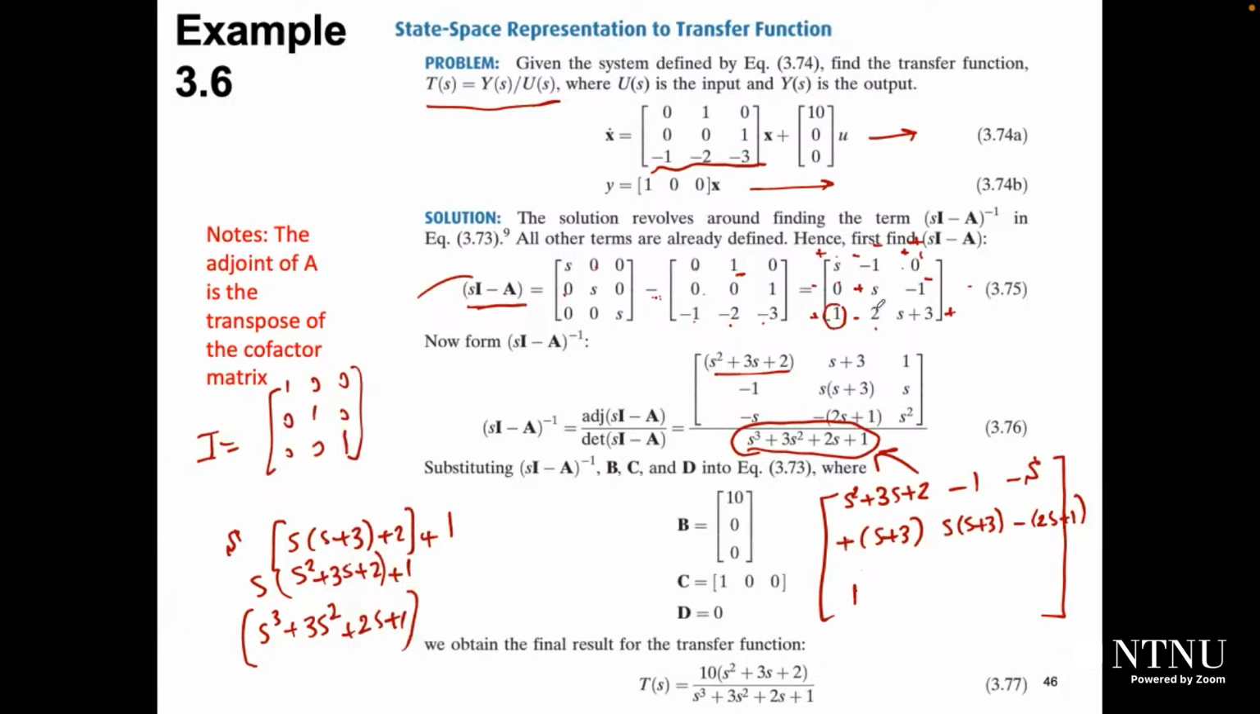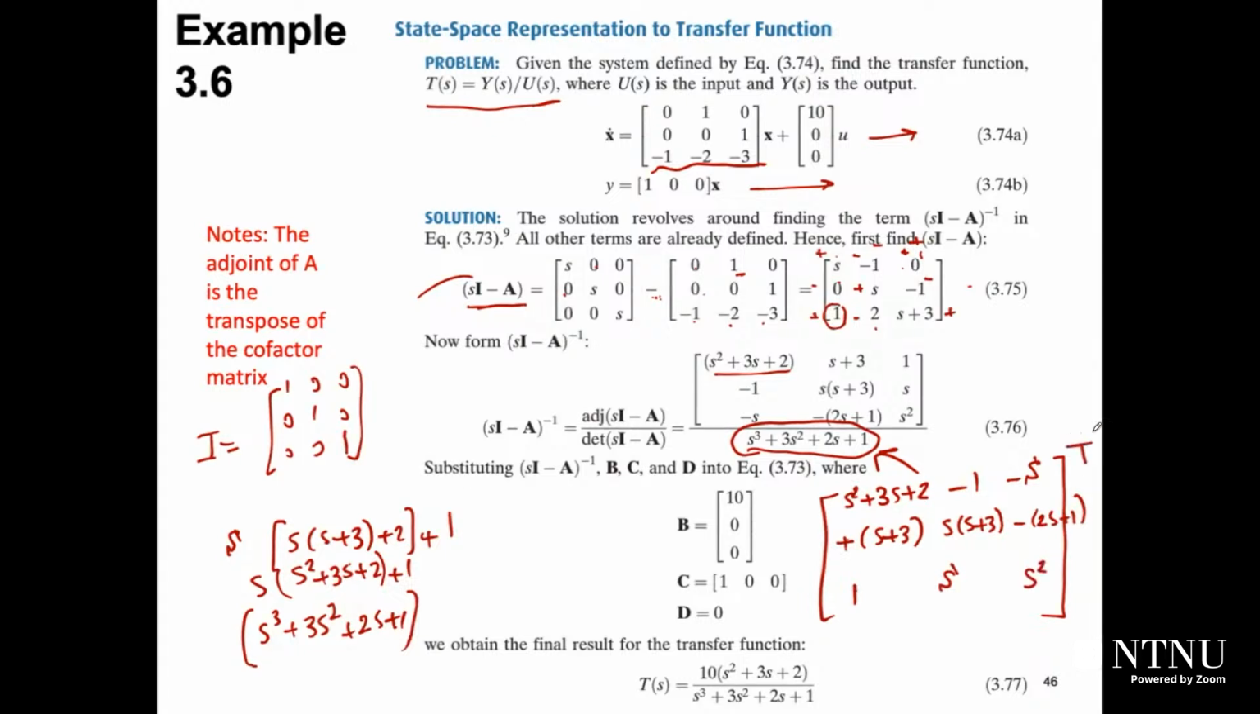We will go to the next element, which is 2, crossing the row and the column. So it will be -S, multiplied by negative, so it will be +S. Finally, we will go to S plus 3, so it will be S squared, minus plus, so it will be just S squared.